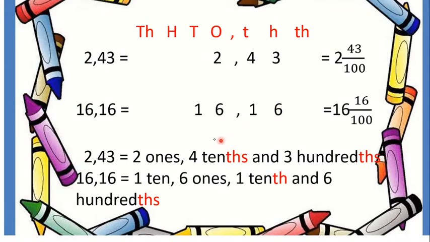Let's do an example. 2,43. The 2 is ones. The 4 has place value tenths. The 3 has place value hundredths. The last digit has the place value hundredths, so my denominator must be 100. 2 is my whole number. 2 and 43 hundredths.